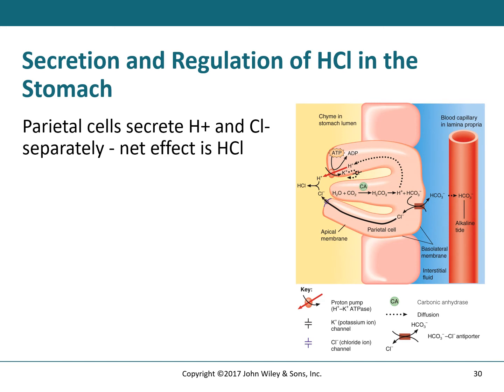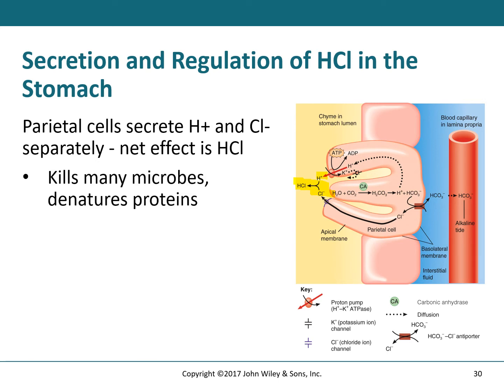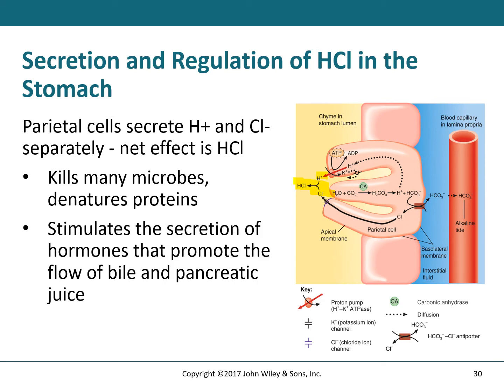The stomach secretes hydrochloric acid from parietal cells. In reality, it actually secretes hydrogen ion and chloride ion, which combine to form hydrochloric acid. And why do we need hydrochloric acid? Well, hydrochloric acid is very acidic, so it makes the pH of the stomach juice about 1.5 to 2. And that is important because it's going to kill microbes and it's actually going to denature proteins.